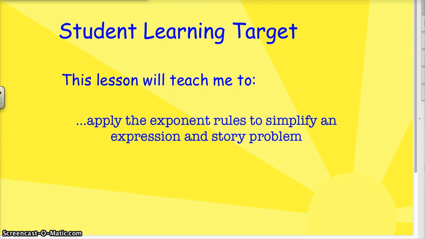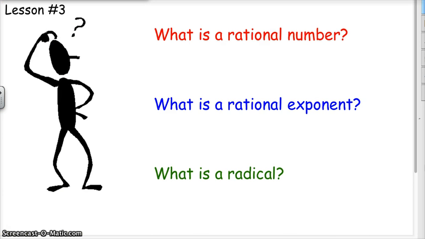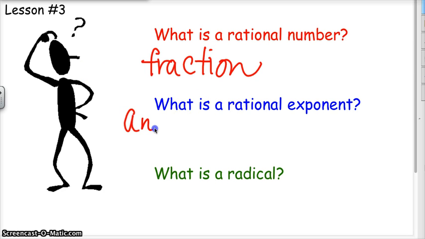This lesson will teach me to apply the exponent rules to simplify an expression or story problems. In particular, the exponent rules in this lesson deal with something called rational exponents. What's a rational number? A rational number is a number that can be written as a fraction. So a rational exponent is an exponent that is a fraction.